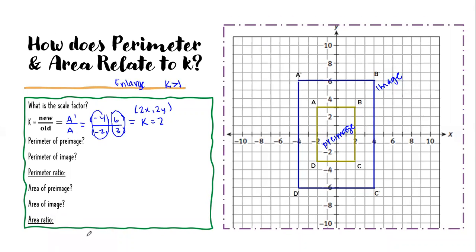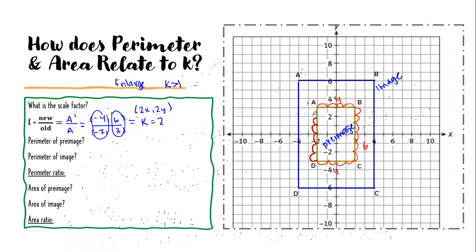If I am going too fast, please let me know. So now that we found the scale factor, let's see how the perimeter will compare to each other. So this side on the rectangle is 1, 2, 3, 4 units long, and 1, 2, 3, 4, 5, 6. So this side is also 4, and this side is also 6. All right, so 6 plus 6 plus 4 plus 4 is 20. Awesome. So the perimeter of the pre-image is 20 units.